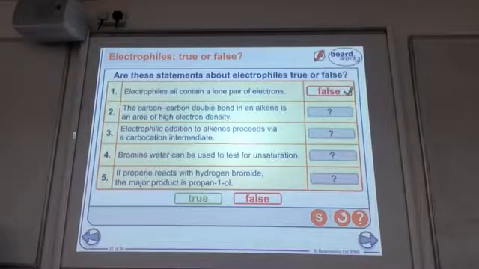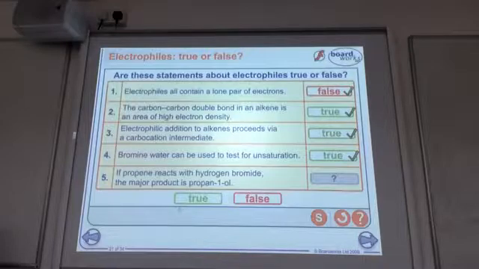Okay. Pick on someone else next. Janavi, have I spoken to you yet? Okay, you're going to have to catch up, aren't you? Number 2. True? So the carbon-carbon double bond in an alkene is an area of high electron density, correct? Number 3, electrophilic addition to alkenes proceeds via a carbocation intermediate. Abdullah. True? Correct. Bromine water can be used to test for unsaturation. Leah. True. It's true. Okay.